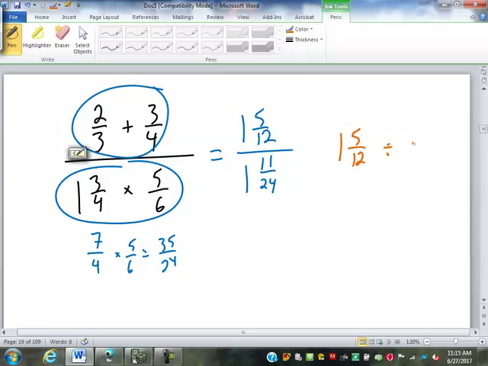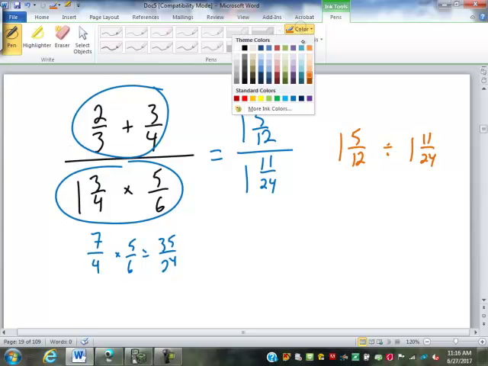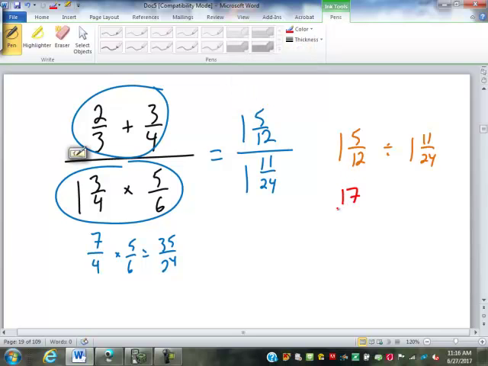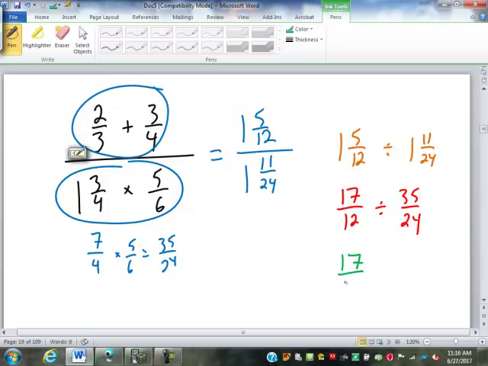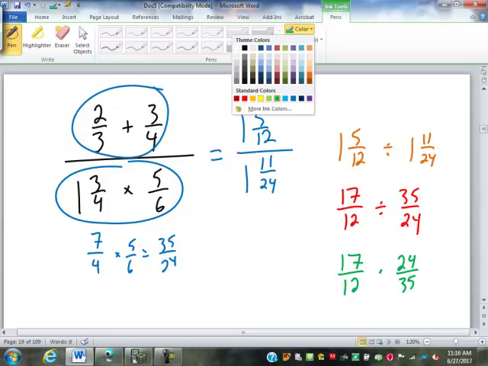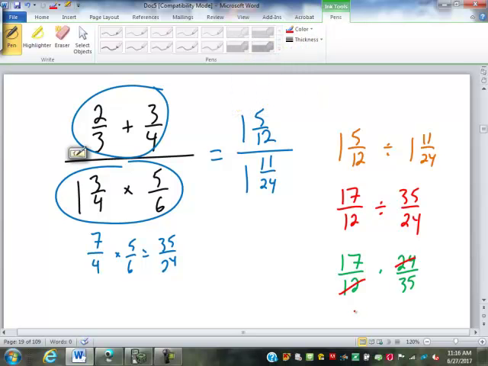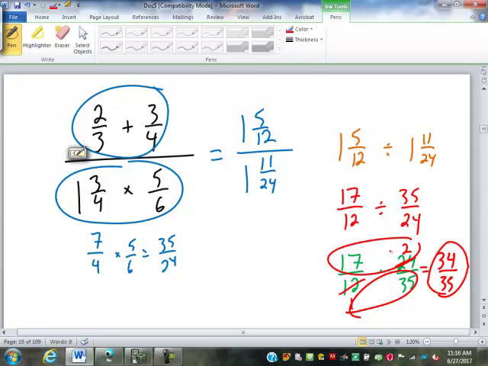That's 1 5/12 divided by 1 11/24. This is 17/12 divided by 35/24, which is 17/12 times 24 35ths. 12 and 24 are both divided by 12, giving me 1 and 2. 17 times 2 is 34. 1 times 35 is 35, so 34 35ths. So any questions on those types of problems?